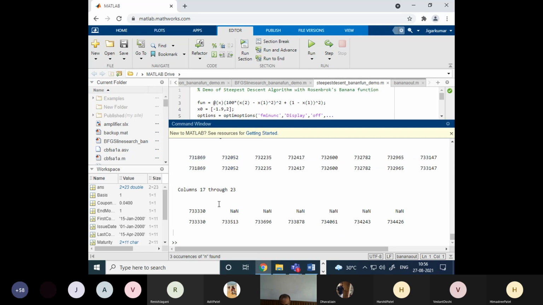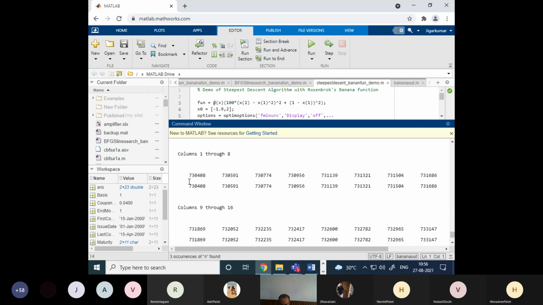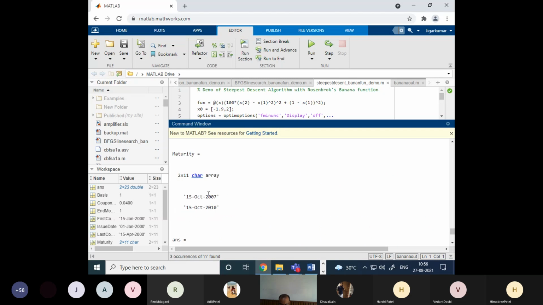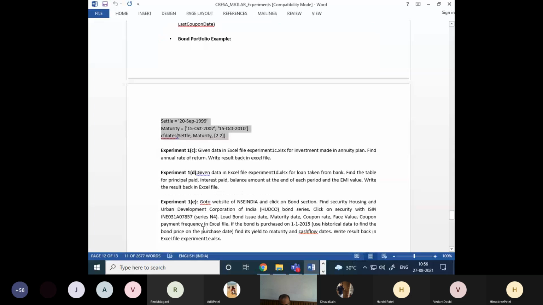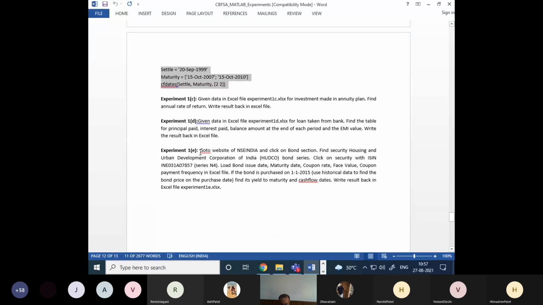You can see it is for 2 bonds, which have different maturities. One bond matured in 7, another bond matured in 10. So the data for the bond matured in 7 shows NaN, not a number. These are the dates you have to convert into actual dates, which I'm leaving to you. And finally, I have given this example 1E.